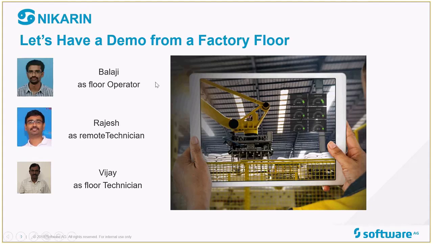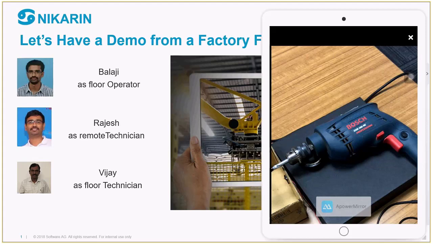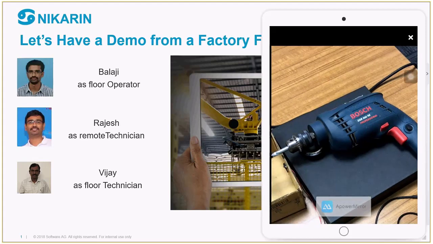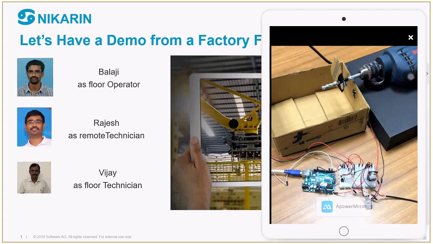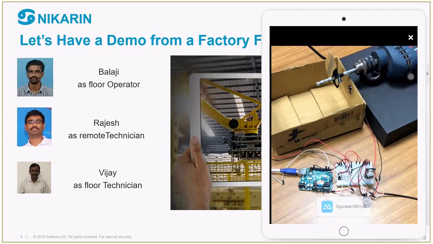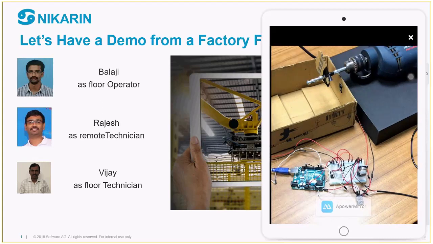Vijay? Yep. Thanks, Rajesh. What we will show you is a demo from a real factory floor. Let me show you all the equipment we have. This is a drilling machine, and we have connected a lot of sensors to it, like an RPM sensor, sound sensor, vibration sensor, temperature sensor, and smoke sensor.